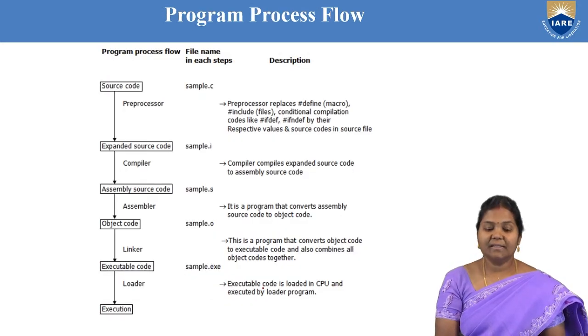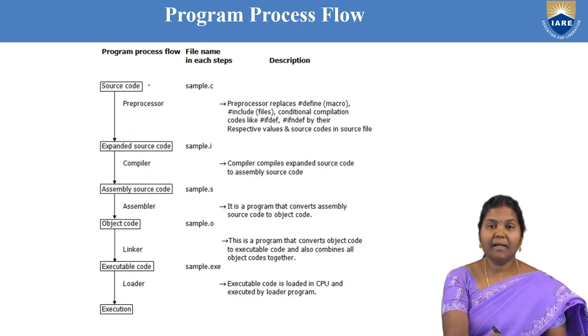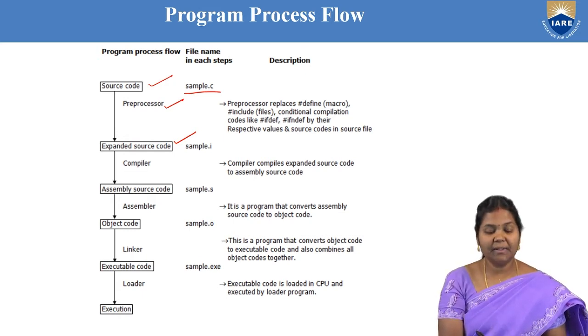First, let us discuss the program process flow. Whenever you write the source code, before compilation it is expanded. Suppose you are writing sample.c as the source file. The expanded source code is produced by the preprocessor. It is a software which replaces all the hash directives and produces the expanded source code called sample.i. Then the compiler produces the assembly language code, sample.s.